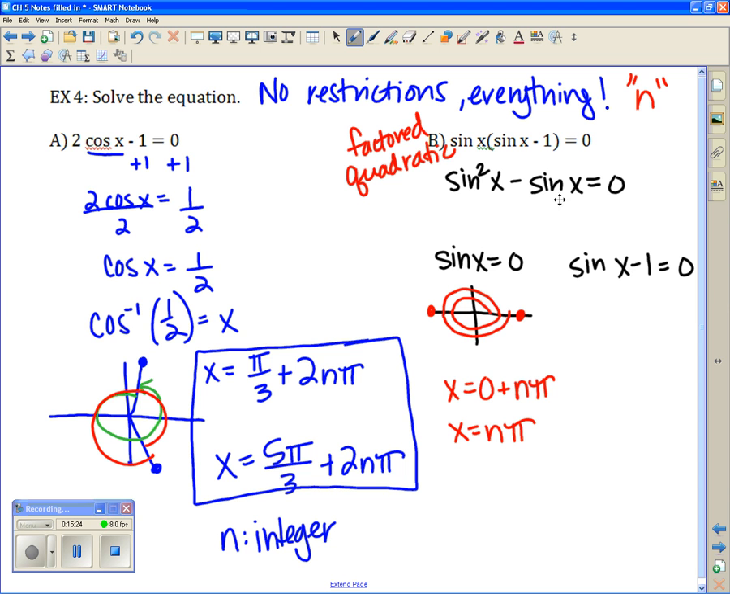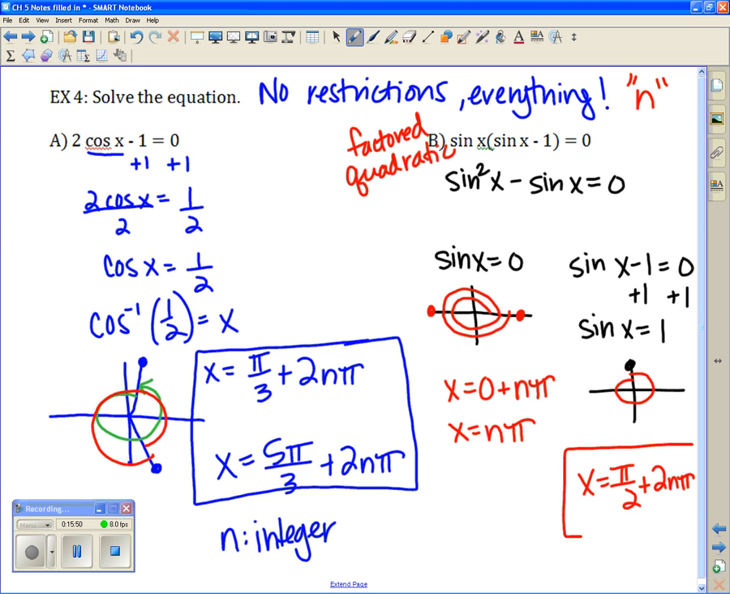On the next one, add 1 to both sides because sine needs to be isolated. So sine of x equals 1. Where on the unit circle are my y values equal to 1? Up here only. So x is equal to pi over 2. And then in order for me to get back up there, I'd have to go all the way around a full 2 pi. So it'll be plus 2n pi. So this is an answer for this problem and also x equals n pi.